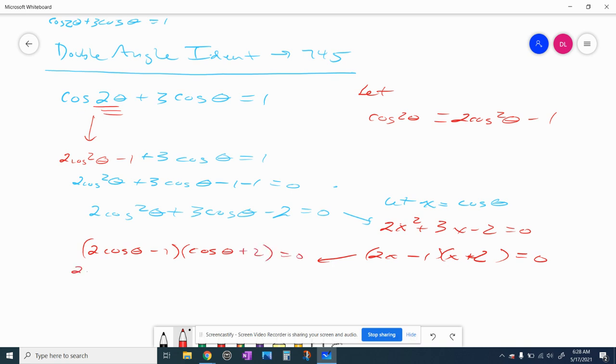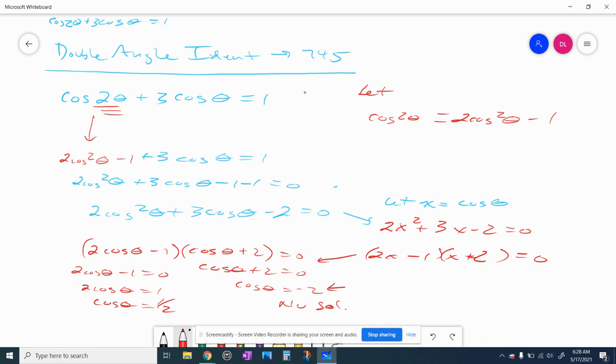Now, if I set each one equal to 0, and I get cosine of theta plus 2 equals 0, I'll start with this one on the right first. I'm going to get cosine of theta equals negative 2. That right there will become no solution. So that means I only have one solution over here, and so we get cosine of theta equals 1/2.